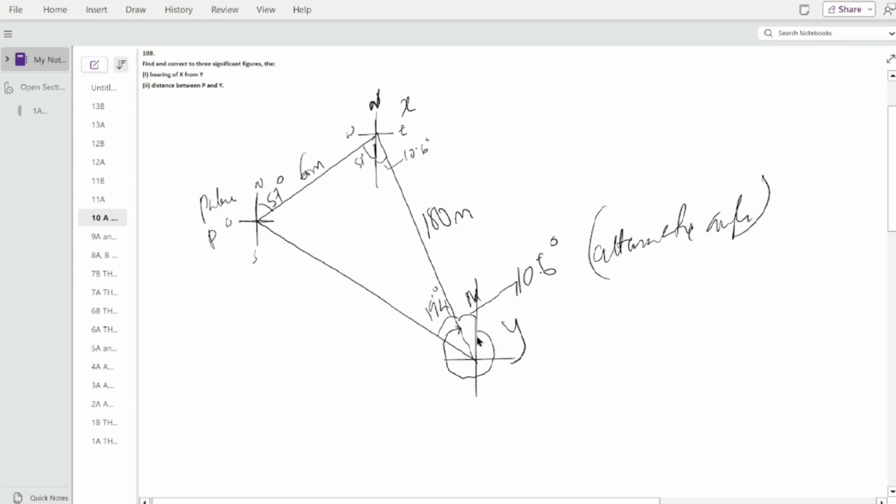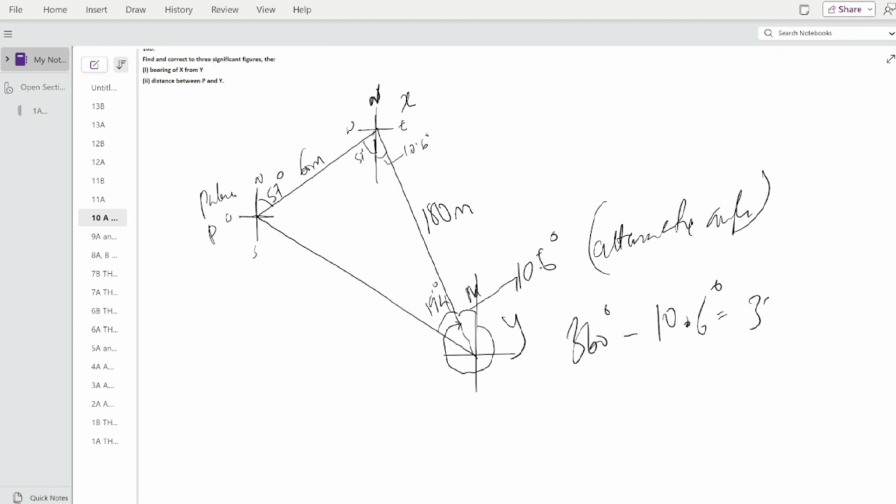We can then use this 10.6 to calculate the angle we travel right round to hit this line, because the total angle we're supposed to travel to make a full turn is 360. So if you are traveling all the way and you're left with 10.6 degrees to complete 360, we can just say 360 degrees minus 10.6 degrees will give us 349.4 degrees. And to three significant figures, we stop at 349 without the 0.4, so we have 349 degrees as our final answer to three significant figures.